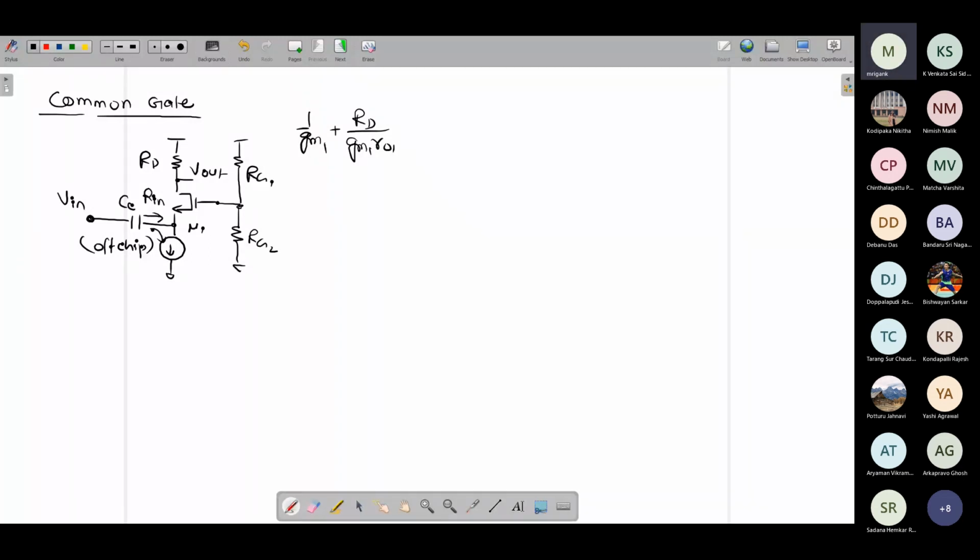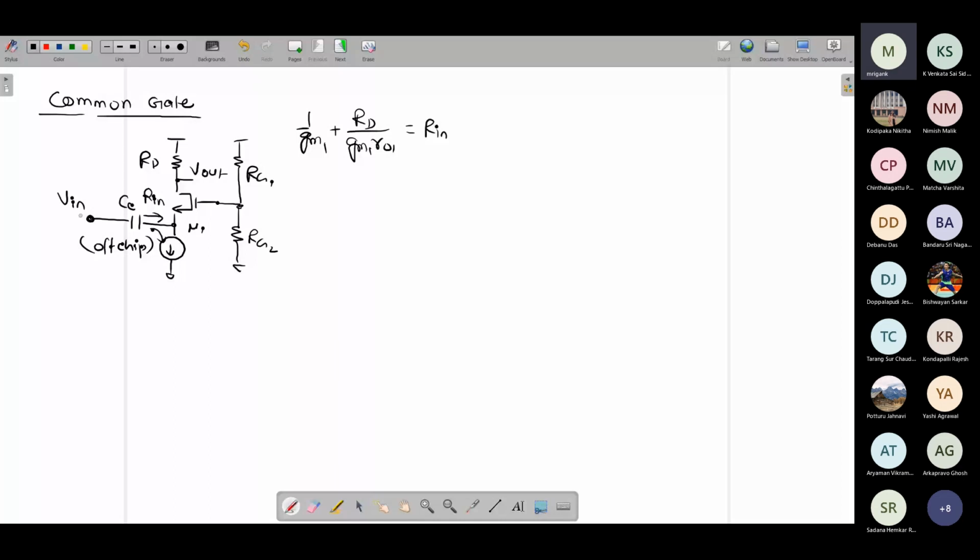So this is the expression for R in. Since the input signal is a voltage, we would like to have a larger R in. In this case, you can afford to have a larger RD as well, because ultimately you can have an active load also. You can have a larger RD value.